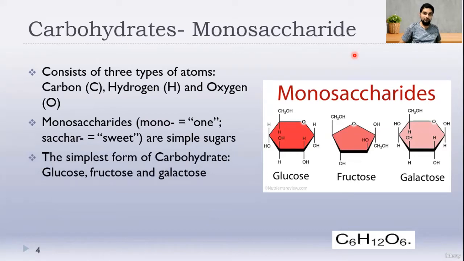We have fructose, and we have galactose. On the diagram on the right, as you can see, we have the three structures of the different forms of monosaccharides. The difference between the three of them is really the arrangement of the atoms, because the chemical formula for each one of these monosaccharides is the same. The chemical formula being C6H12O6. All of them have the same chemical formula, but structurally they're different.